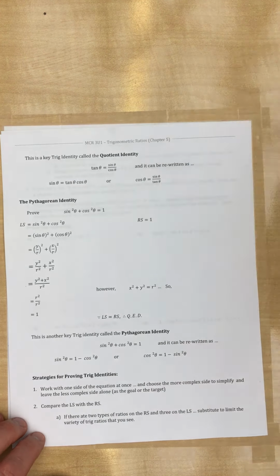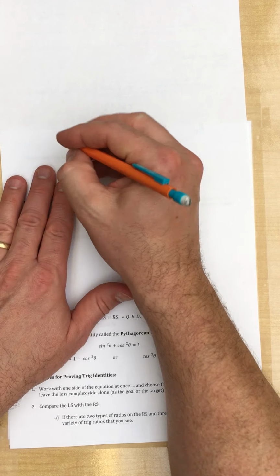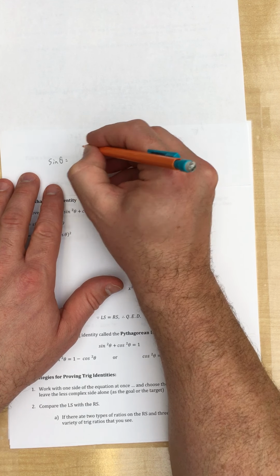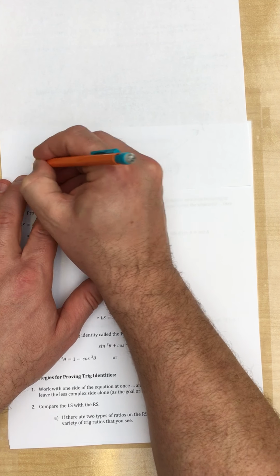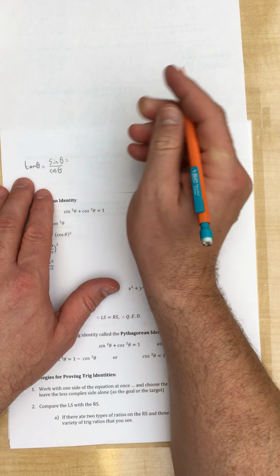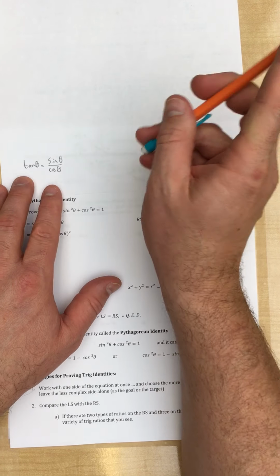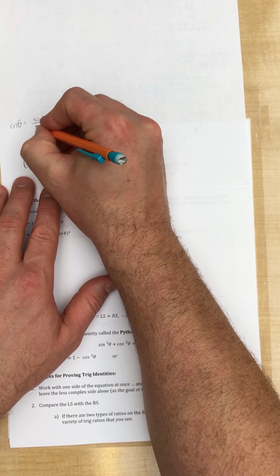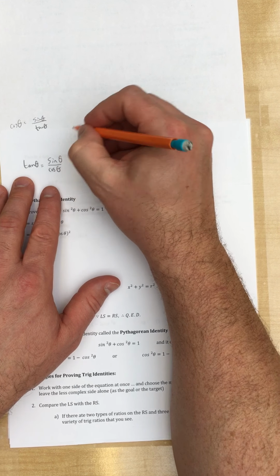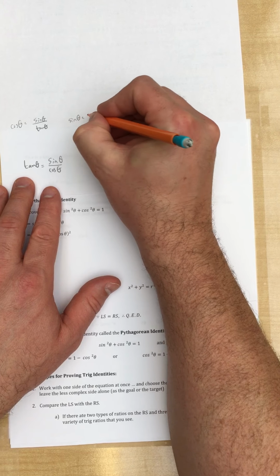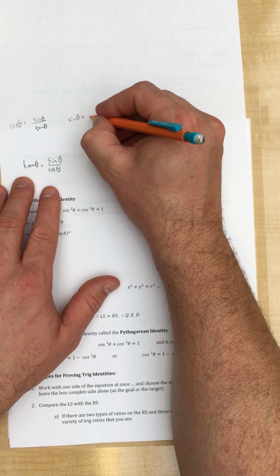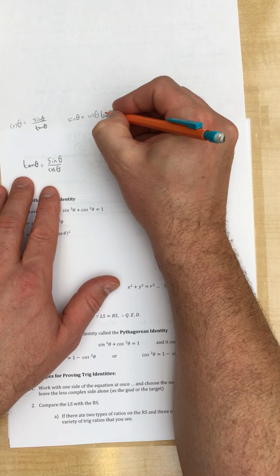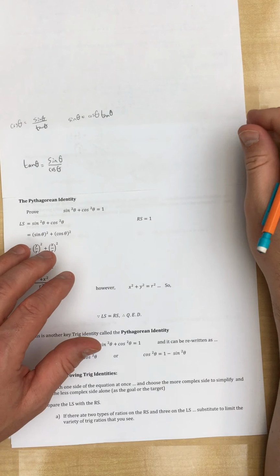Now we are going to want to keep that quotient identity around, that sine theta over cos theta is equal to tan theta. We want to have that in our back pocket. And there are variations on the theme. If we isolate for cos theta, it's going to equal sine theta over tan theta. And if we isolate for sine, sine theta is going to equal cos theta times tan theta. So it's good to have this in your back pocket when you're doing these questions.